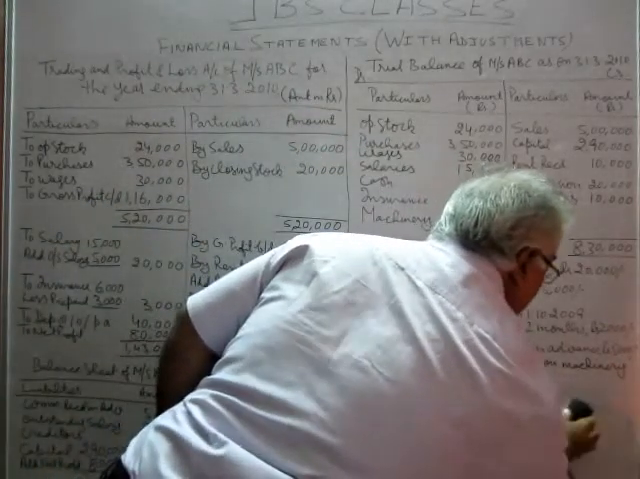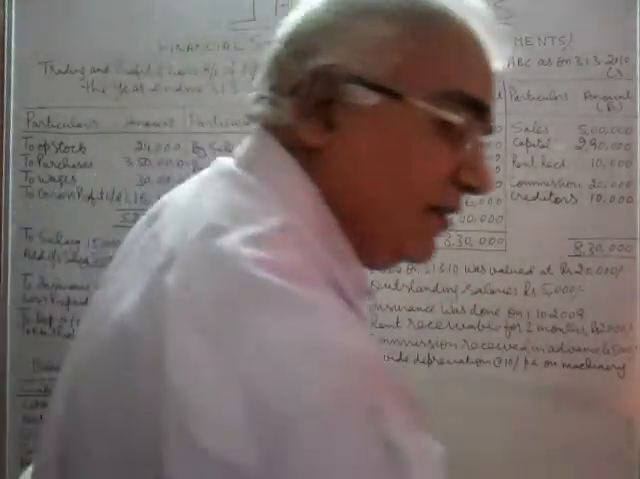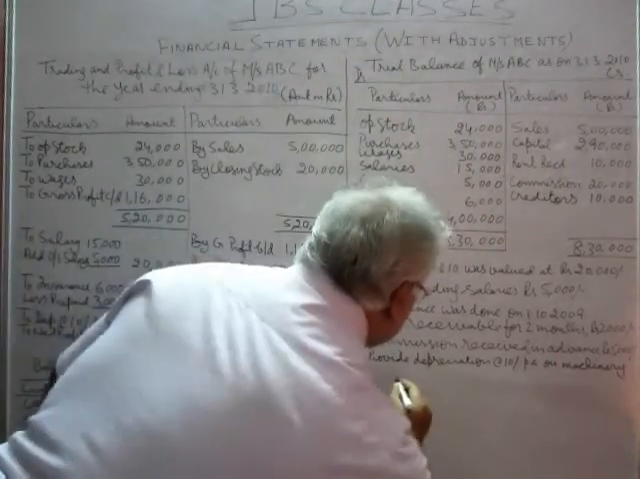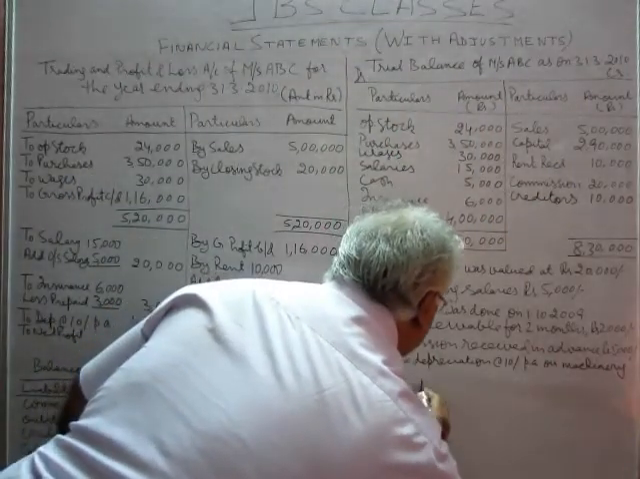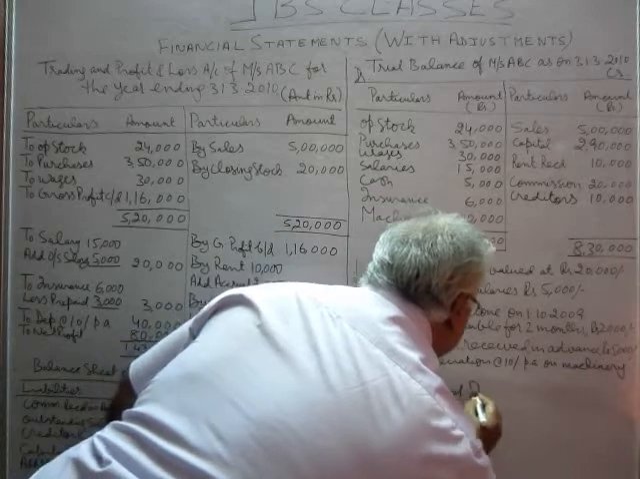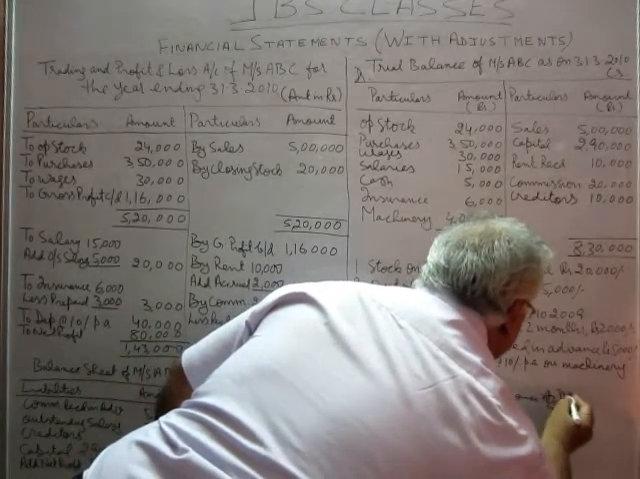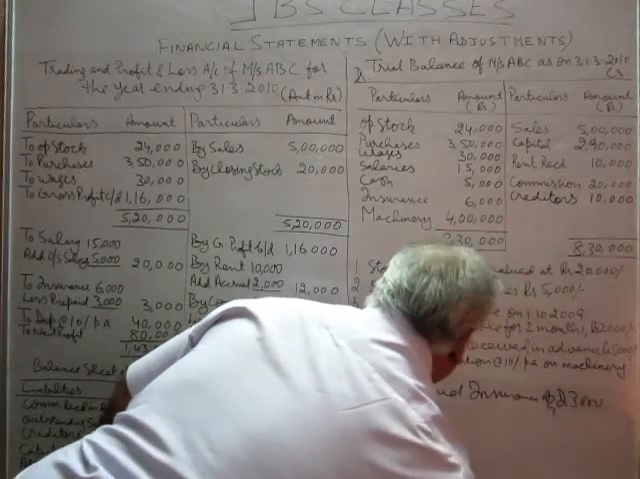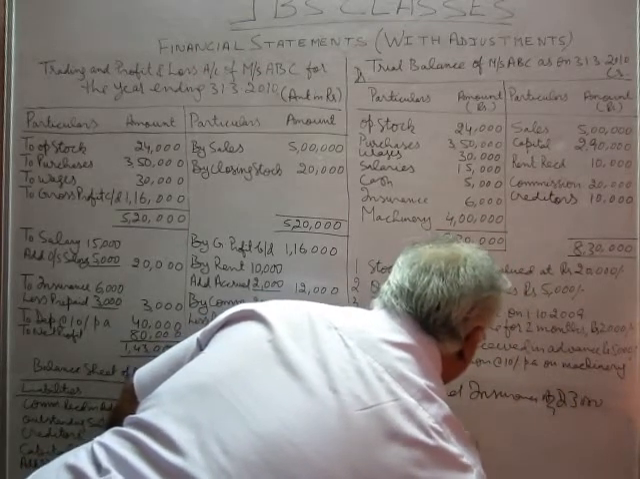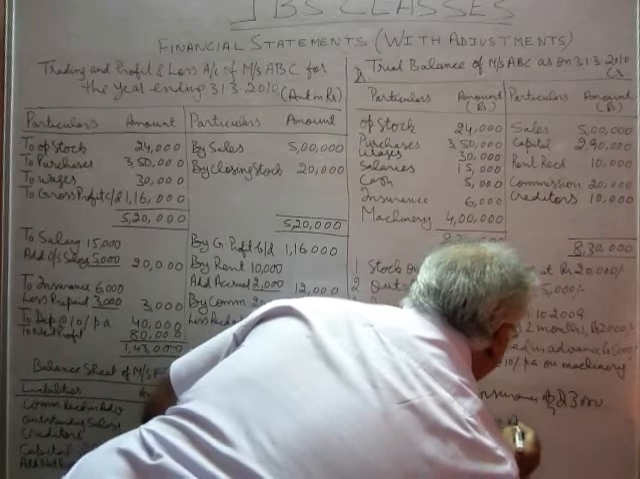Naturally, prepaid insurance is an asset. It shall be debited. So, prepaid insurance account debited 3,000 to insurance account 3,000.